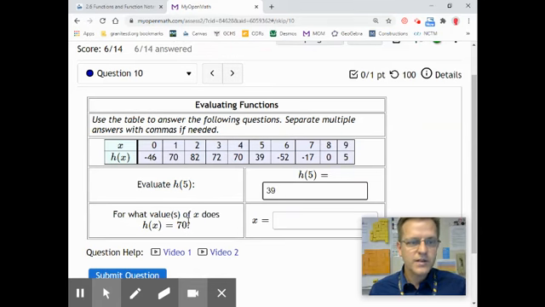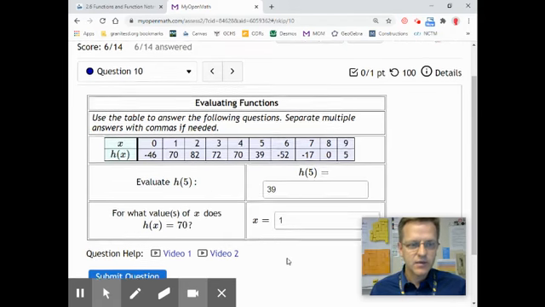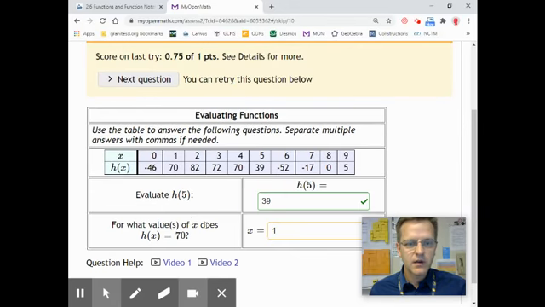This one says, when do you get a 70 out of the machine? What button do you have to push to get a 70? And you say, I got this. It's number 1. Oh, I didn't get it perfect. I should probably quit math. No, don't do that. So look back.